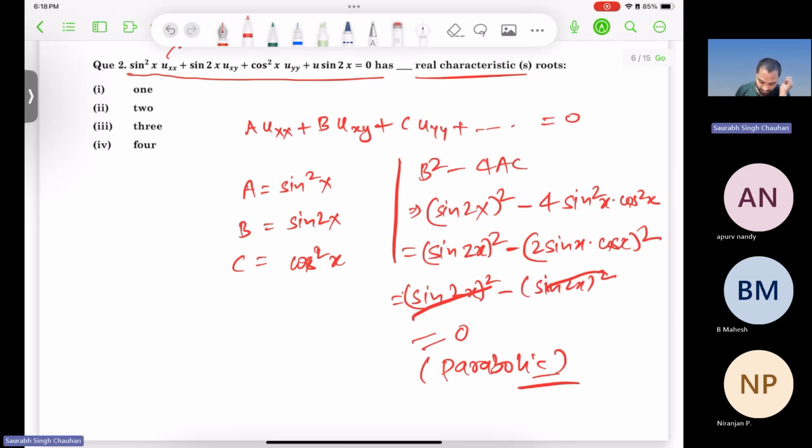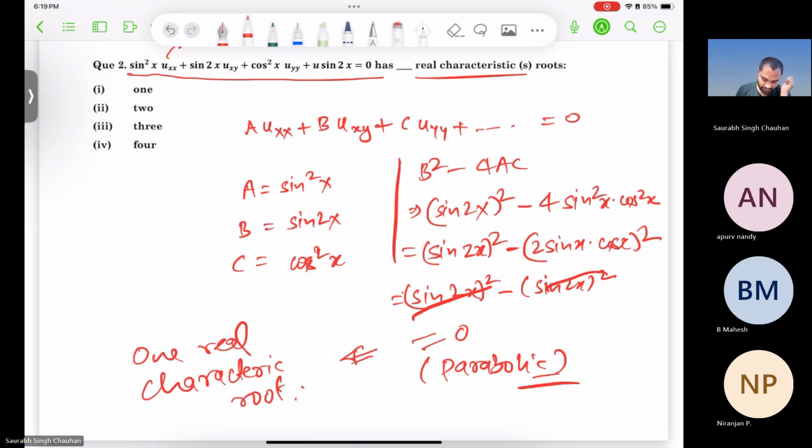And since it is 0, how many roots does this mean? One real characteristic root. So the correct option is option A, right? Yes, sir.